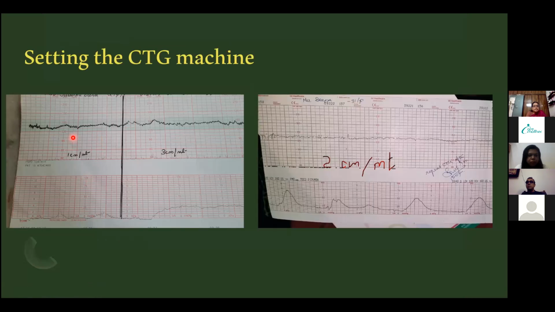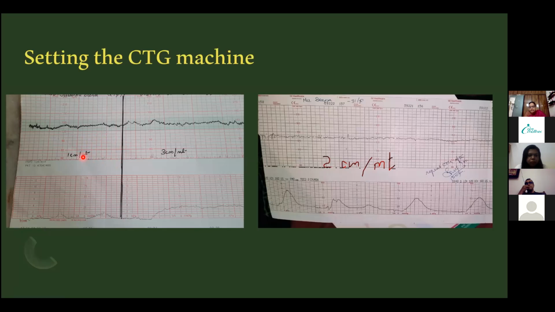You see this part of the graph is set at 1 centimeter per minute. When it is set at 1 centimeter per minute, this larger division will be 3 minutes. For the same patient, this was set at 3 centimeter per minute. In that case, the larger division will be 1 minute.